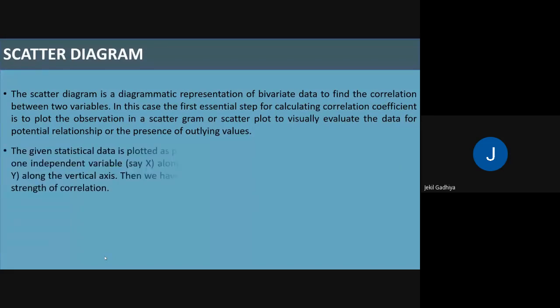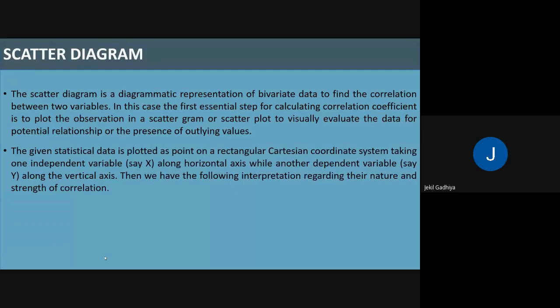The given statistical data is plotted as points on a rectangular Cartesian coordinate system, taking one independent variable along the horizontal axis, with another dependent variable along the vertical axis. Then we have the following interpretation regarding the nature and strength of correlations.